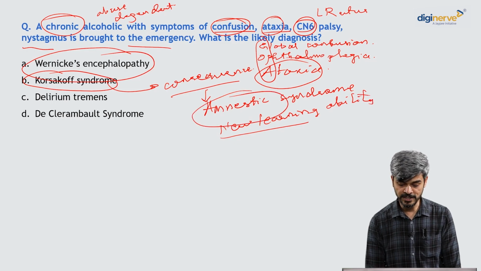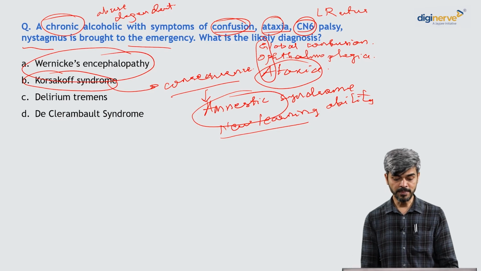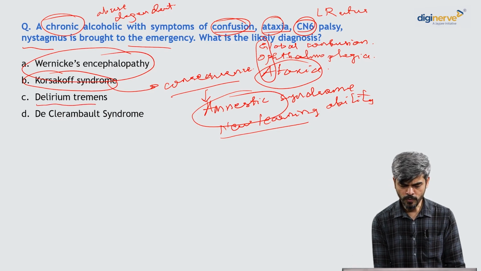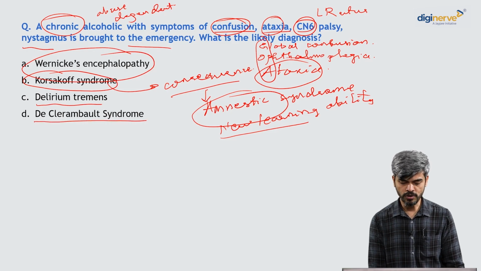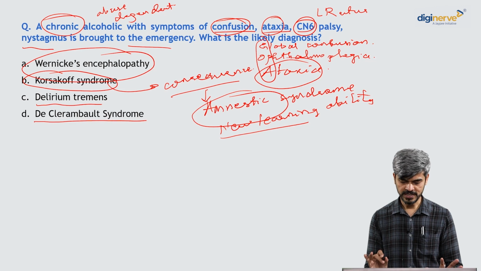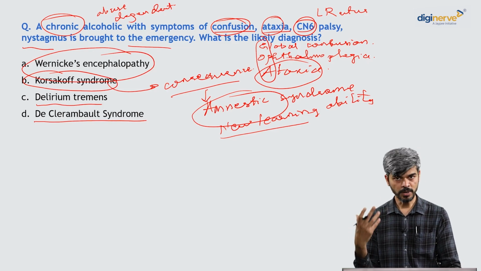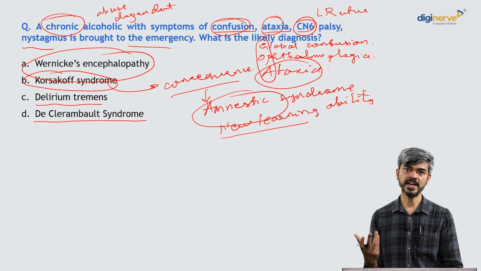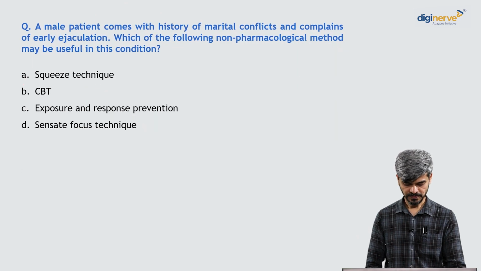Such an amnestic syndrome is a consequence of Wernicke's encephalopathy. If you don't treat Wernicke's encephalopathy, they may develop Korsakoff syndrome. You know what delirium tremens is? We already discussed it in the previous slides. De Clerambault syndrome is not related to this set of symptoms, okay? De Clerambault syndrome is associated with delusions that your partner is cheating on you, right? So the answer here is Wernicke's encephalopathy.